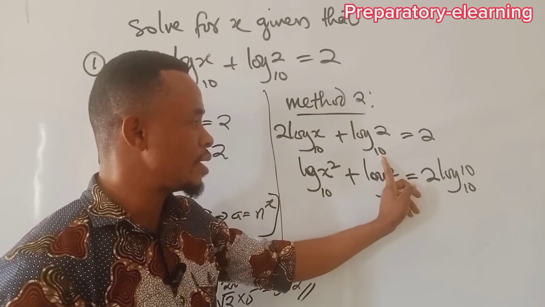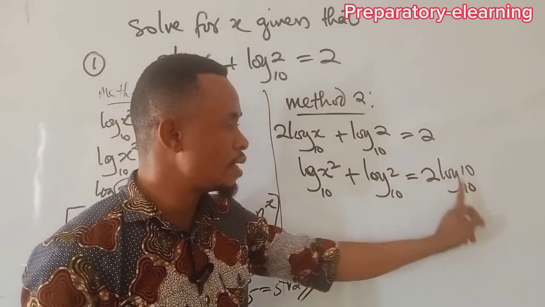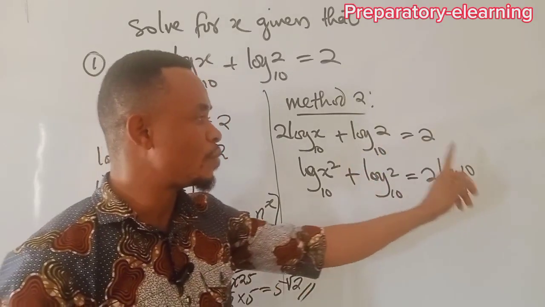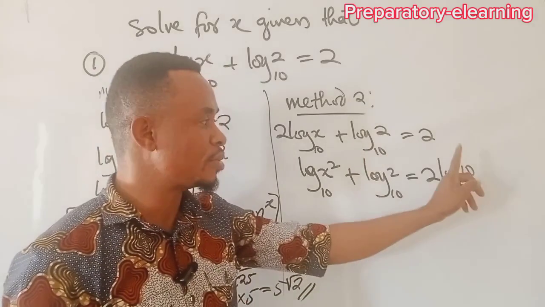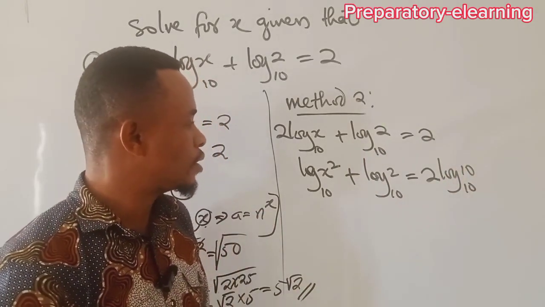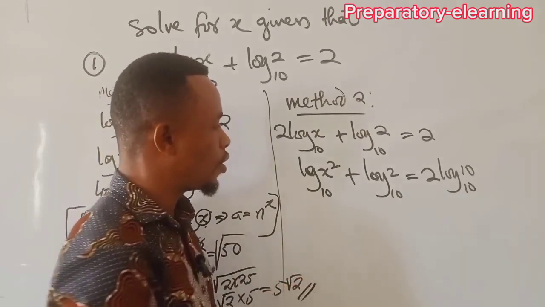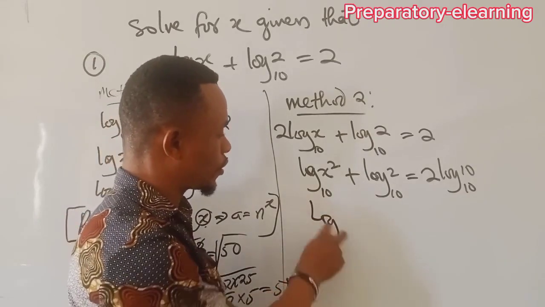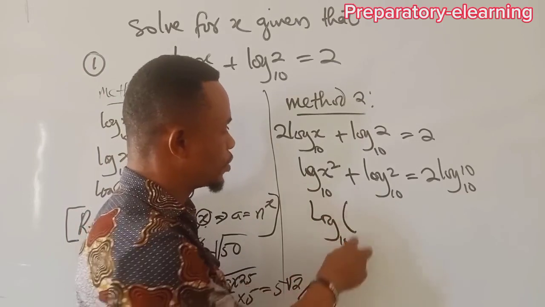If the base is 3, you put log 3 base 3. If the base is 5, you put log 5 base 5. You must be consistent considering the base. So here we can apply our addition law. We write log, base 10, put a bracket.